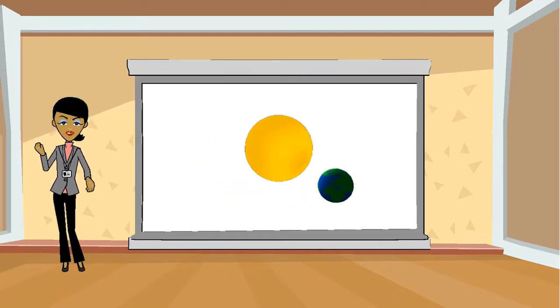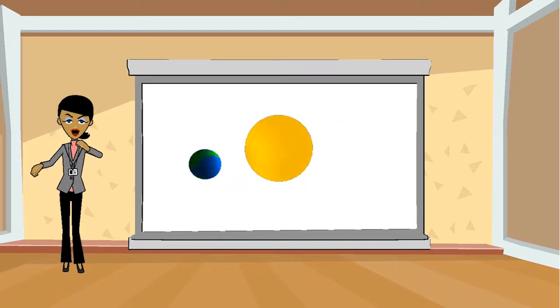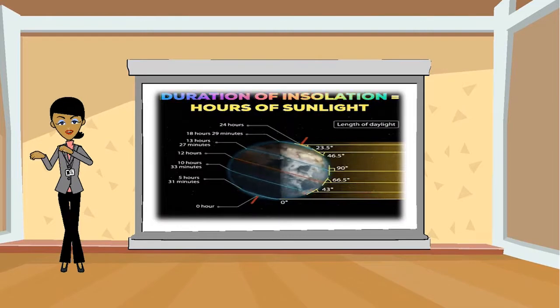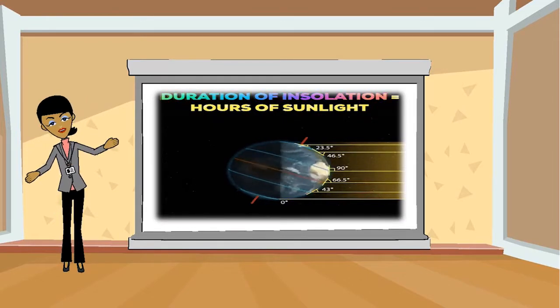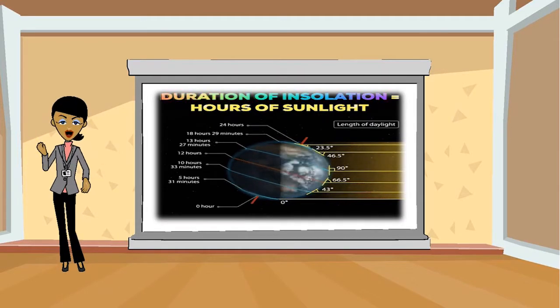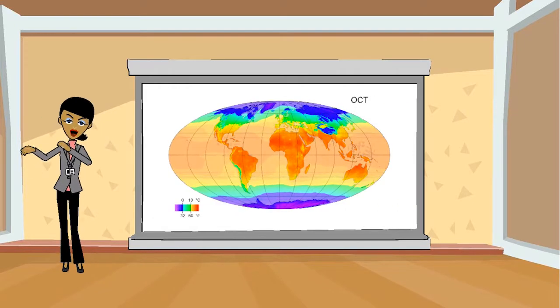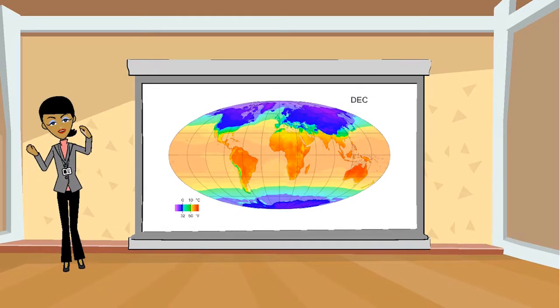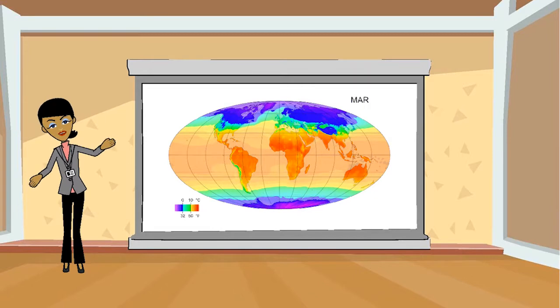First, let's start with latitude. We know that the earth is a geoid and has a curved surface. So, equal amounts of sun rays do not fall on the whole surface. The sunlight received by the equator is much more than that of the poles.